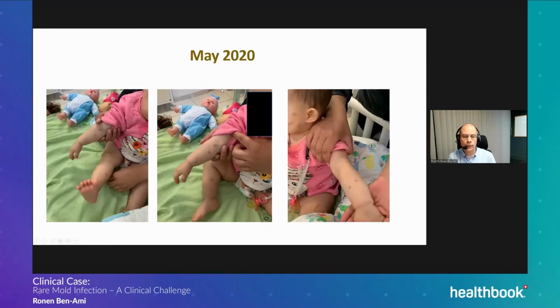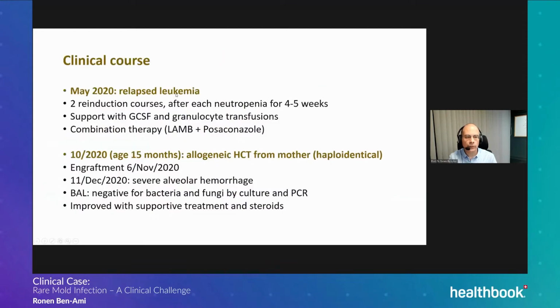So this is what things looked like by May of 2020. You can see that these lesions are still there, but they seem to be flat and not active, and no new lesions. And things are going quite well. However, in May 2020, her leukemia relapsed. And so she underwent 2 reinduction courses. After each of those, she became neutropenic for 4 to 5 weeks. And she was treated with G-CSF and granulocyte transfusions during those periods. And she continued to receive combination therapy with liposomal ampho-B and posaconazole throughout this period.